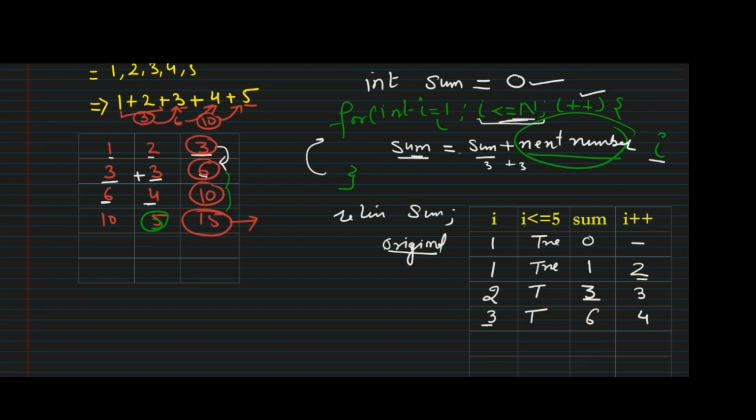So in the next iteration, what will happen? The value of I will be 4. So 4 is less than or equal to 5. This will return true. And what will be the sum? Sum will be the result of the previous step. The result of the previous addition is 6, plus we are adding I. What is I over here? It is 4. So 4 plus 6 is equal to 10, and now the iteration will be increased to 5 because we are doing I plus plus over here.